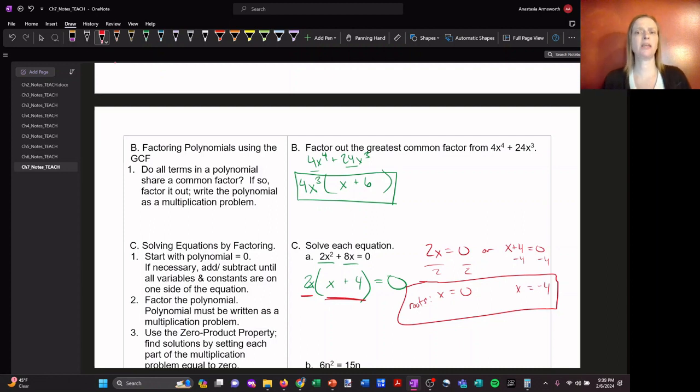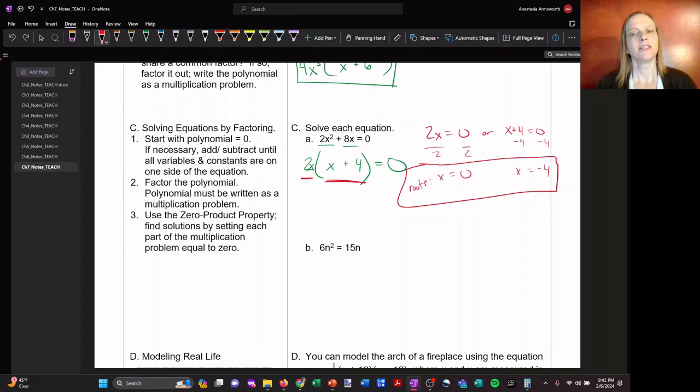Let's try another example where we have to do some factoring ourselves. So in this example, we don't have a polynomial set equal to 0. I can't use my zero product property trick unless I've got 0 on one side of the equation. So to get 0 on one side of the equation, I'm going to subtract 15n from both sides, and then I'm going to have 6n squared minus 15n equals 0.